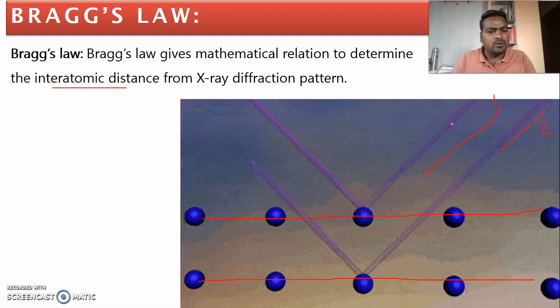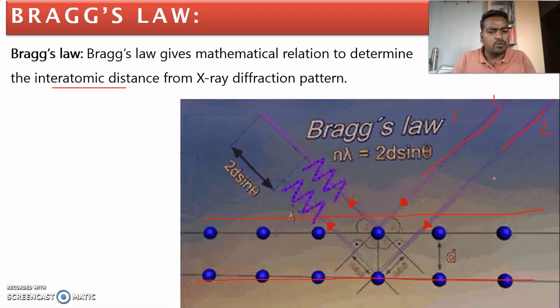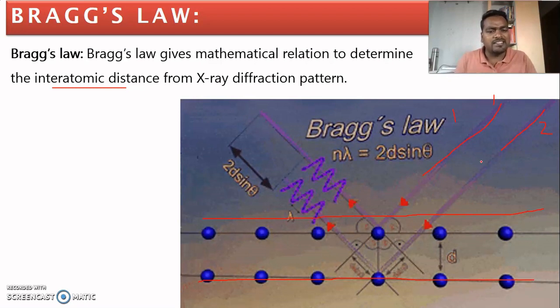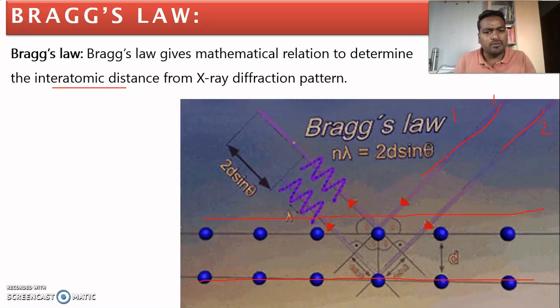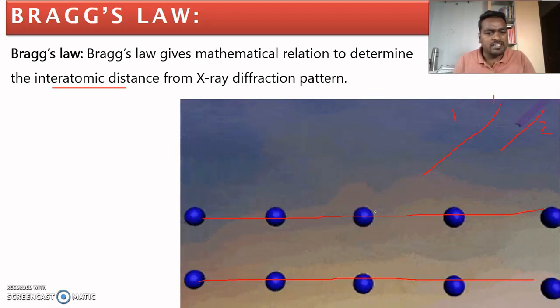Here let us consider two beams, beam 1 and beam 2. Both beams do not travel the same distance. Beam 2 traveled more compared to beam 1. So here reflection takes place when these X-ray beams pass through the crystal and are incident on the atoms which are present in the different planes.